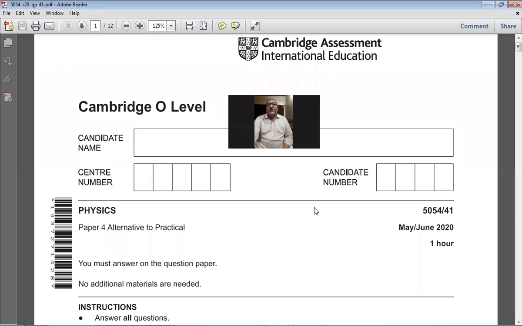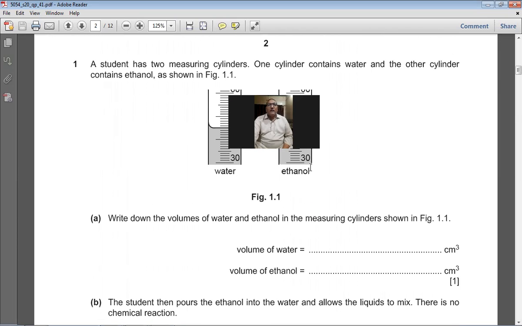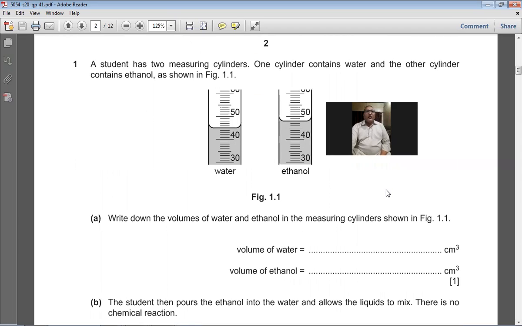So the paper we are working on is the May-June 2020 4-1 paper. A student has two measuring cylinders. One cylinder contains water and the other cylinder contains ethanol as shown in figure 1.1. So this cylinder has water in it and this cylinder has ethanol in it. Write down the volumes of water and ethanol in the measuring cylinders shown in figure 1.1. So if you check the reading here and the reading here, you can tell the volume of the water and also the volume of the ethanol.